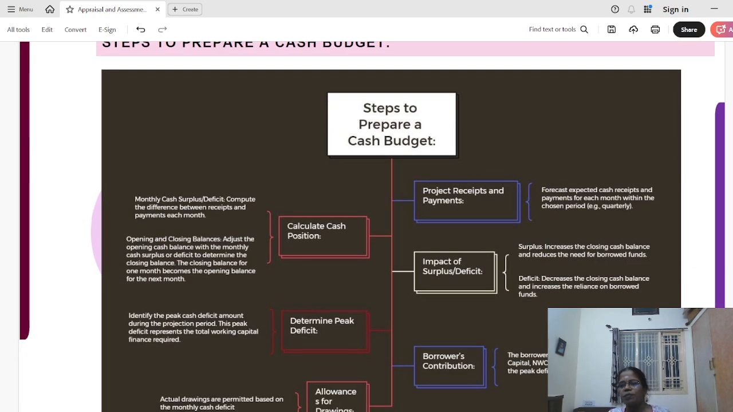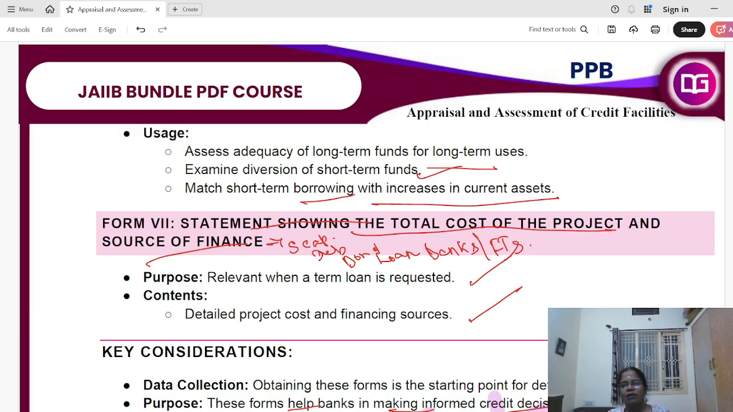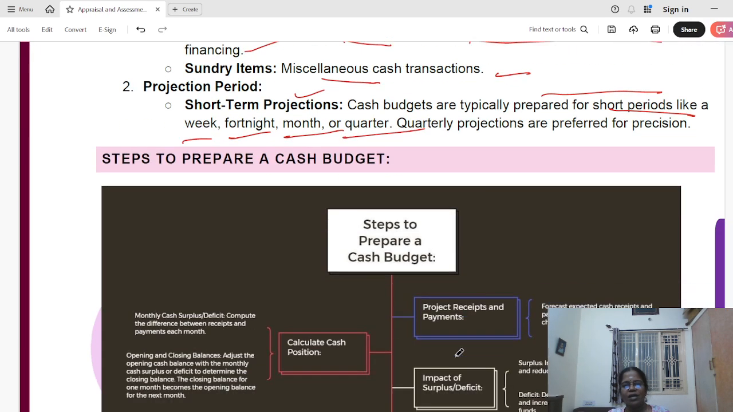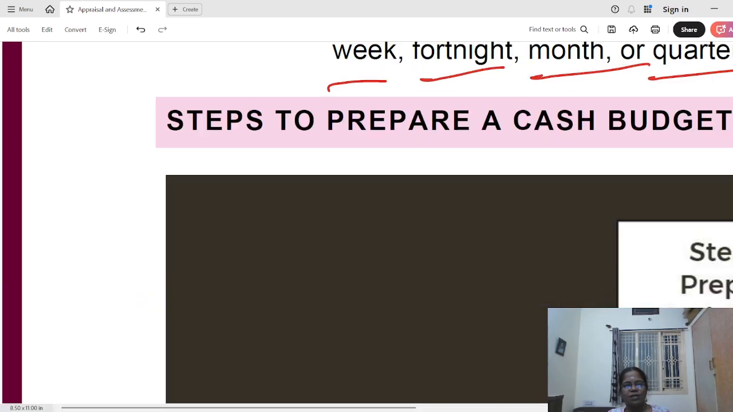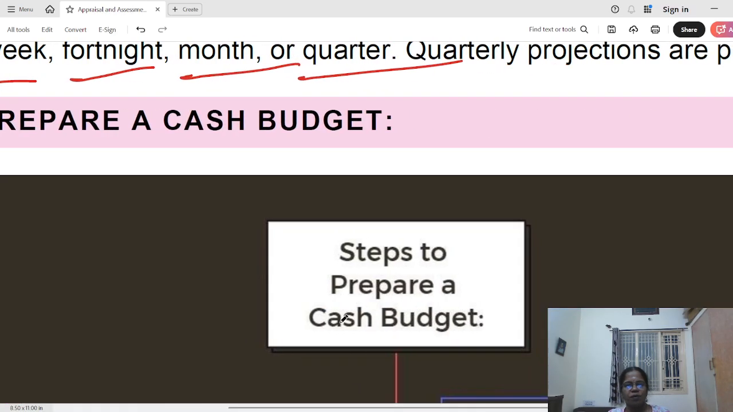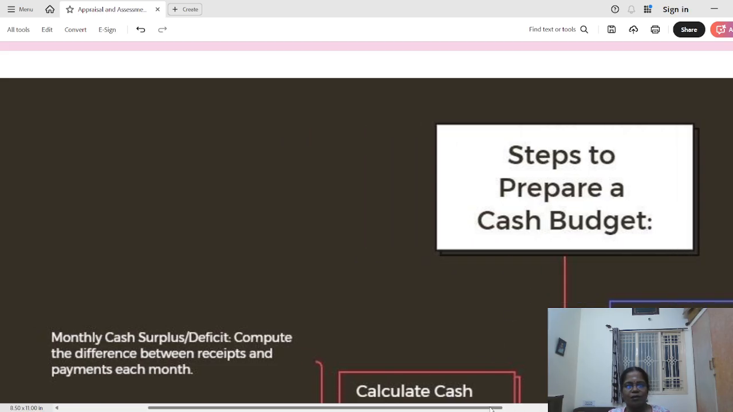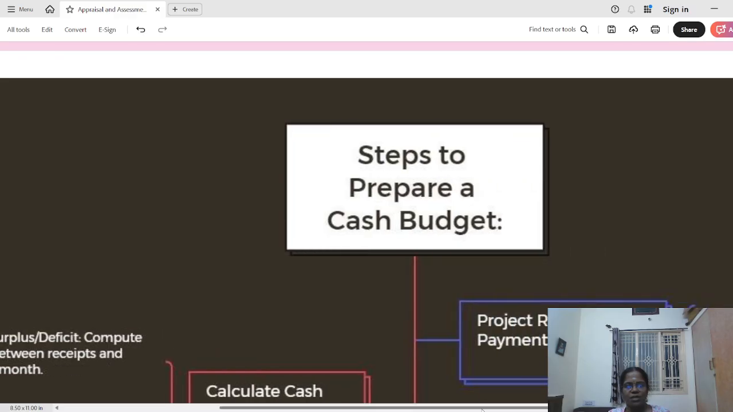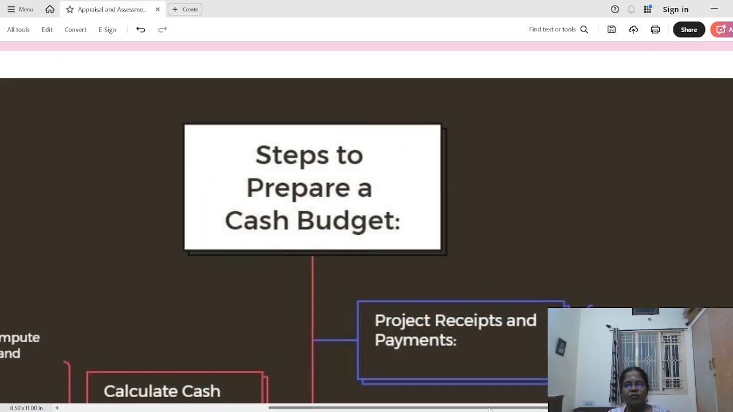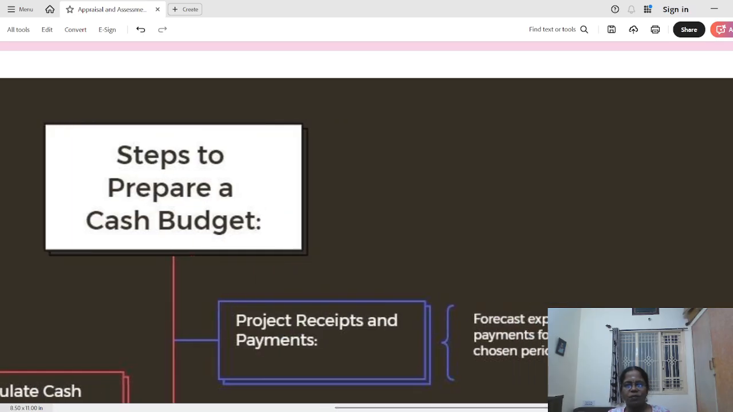Steps to prepare a cash budget. So these are all the steps used to prepare the cash budget. So first step is to project the receipts and the payments. Forecast the expected receipts and payments for each month within the chosen period. Example, quarterly: 3 months, 4 quarters in a year. So 3 months எவ்வளோ cash receipt and payment இருக்கும் for each month within a chosen quarter.